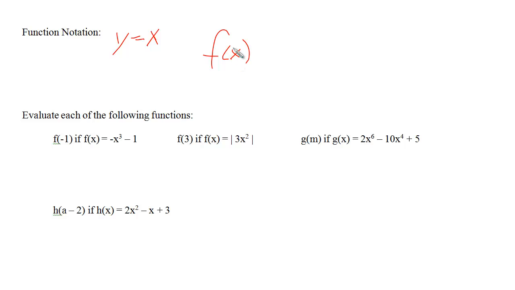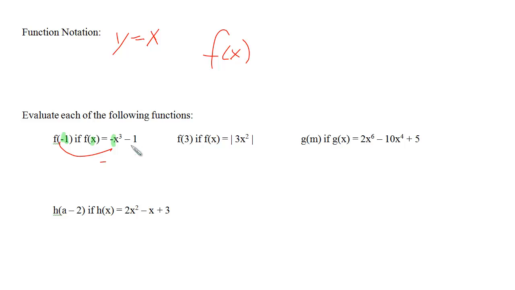So in order to evaluate these for the following functions, I have f of -1 if f of x is negative x cubed minus 1. And the easiest way to think about these is look at the characters that you see. So I have the function notation here of f of x, but I'm needing to evaluate it at the point -1. So here's my input. So I need to find the function of x when x is -1. So you'll see that the -1 has really taken the place of the x. So where I see the x here, I just have to substitute the -1.